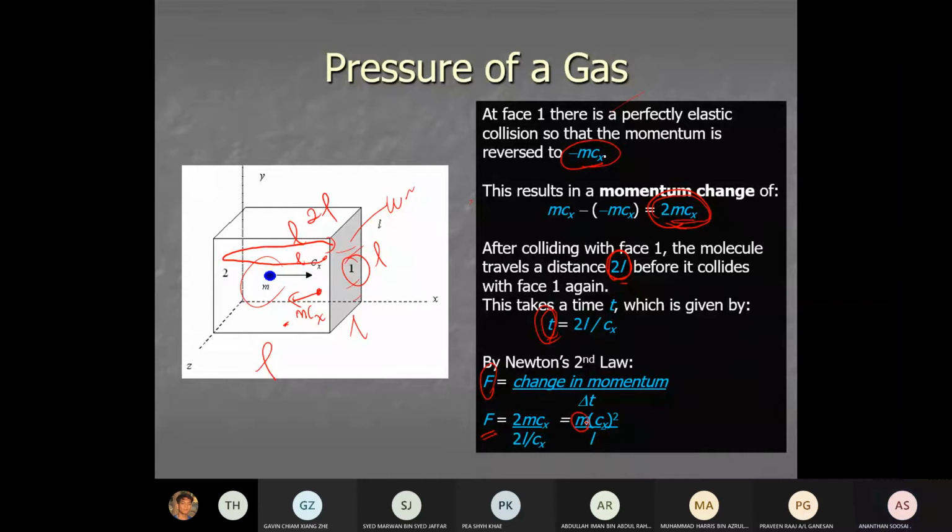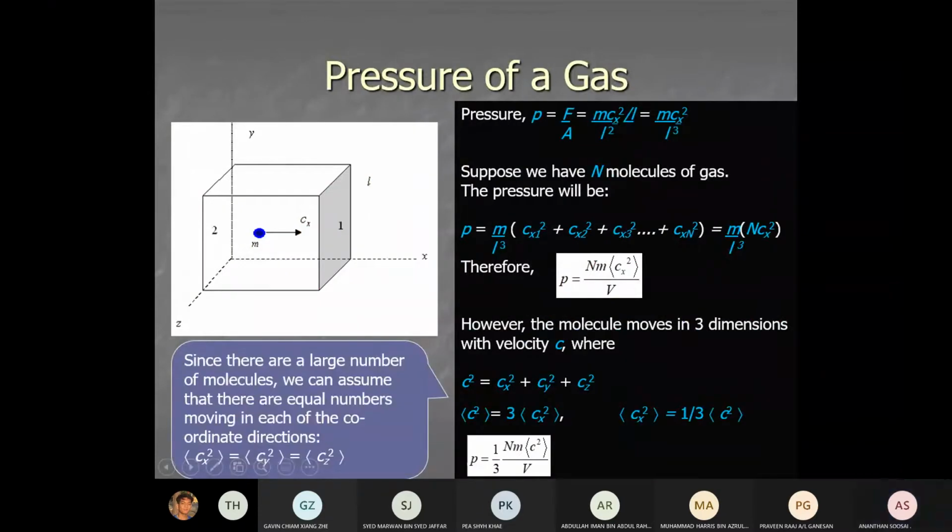What is m? m is the mass of one particle. What is cx? It is the horizontal component, or the x component, of its velocity, squared. What is L? The horizontal distance between each wall. Any questions, guys, from here? Okay. So we get momentum, we get force. Now from force, we want to get pressure. So what is pressure? That's the next slide.